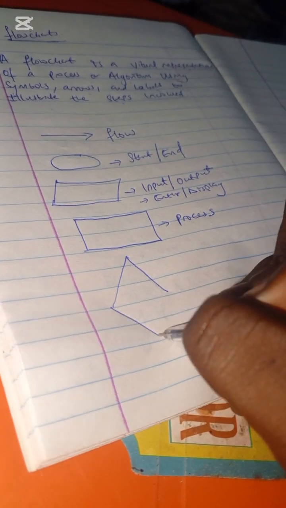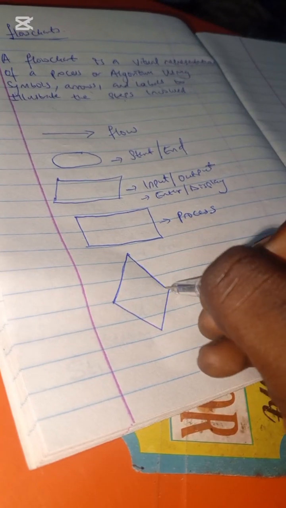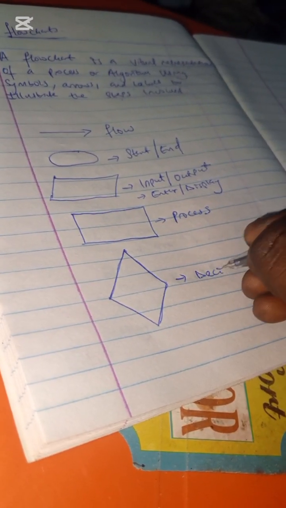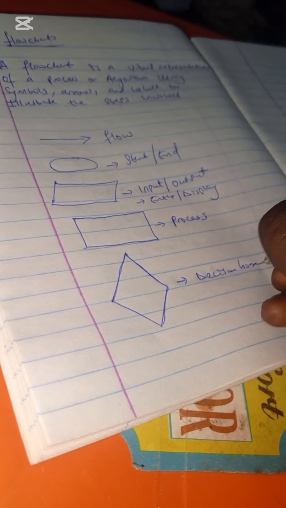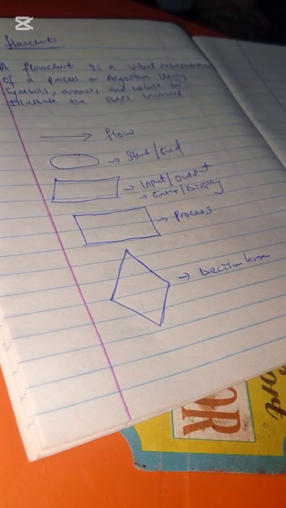We also have the decision box, which looks like a diamond. So it is called the decision box. It is used to make decisions by the computer.